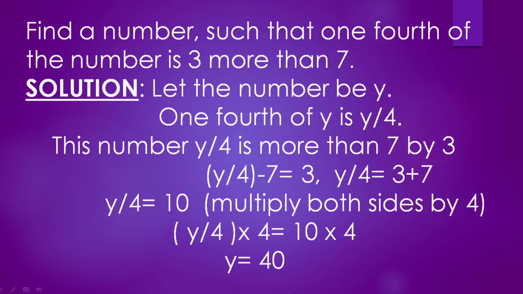Okay. Let the number be y. So 1/4 of y is obviously y upon 4. Yes. So this number, y upon 4, is more than 7 by 3. So shall I write down y upon 4 minus 7 is equal to 3, or y upon 4 is equal to 3 plus 7? 7 has gone to the RHS, it has changed its sign. Therefore, I get y upon 4 is equal to 10. I am multiplying both sides by 4. So, we get here y is equal to 10 times 4, that is 40.